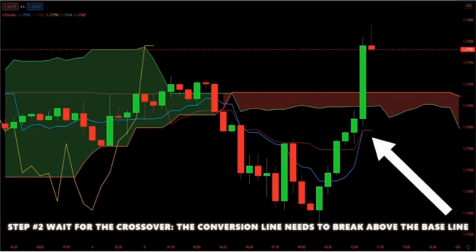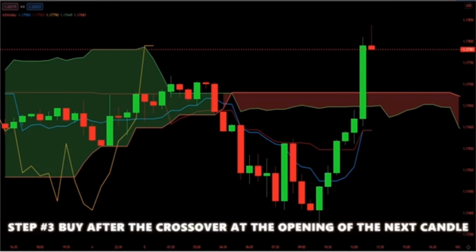The Ichimoku cloud indicator is a very complex technical indicator. The indicator is even used as a moving average crossover strategy. Now we're going to lay down a very simple entry technique for the Ichimoku Kinko Hyo trading system. Step number 3, buy after the crossover at the opening of the next candle.